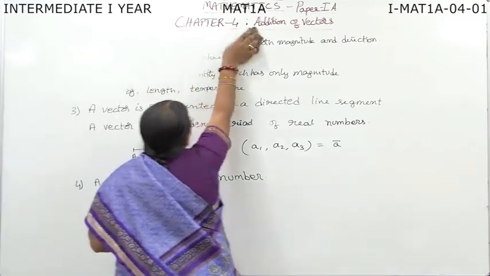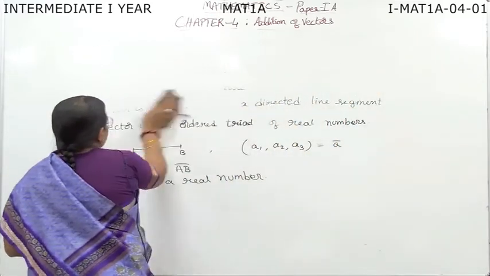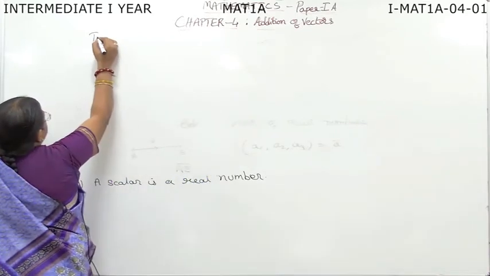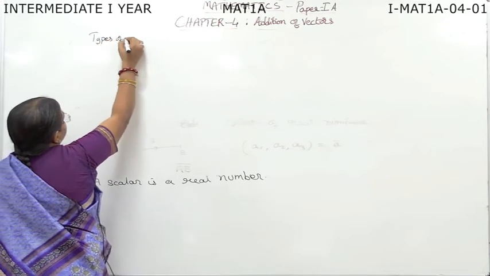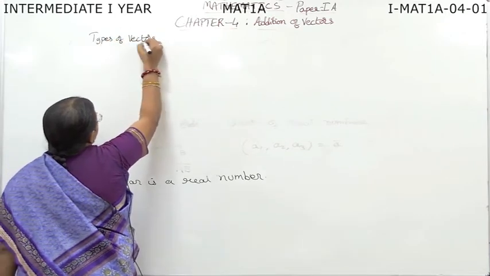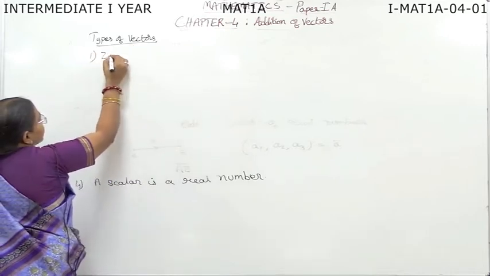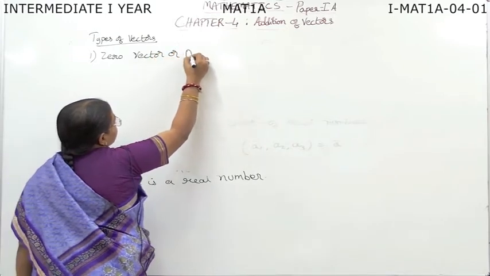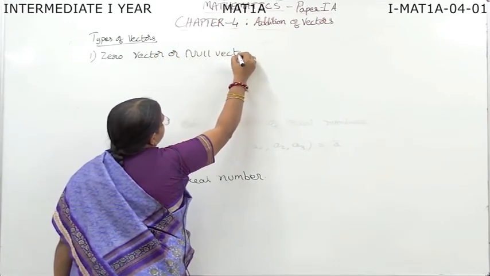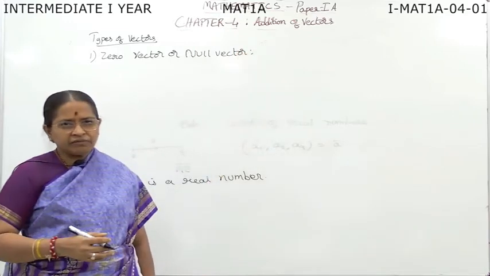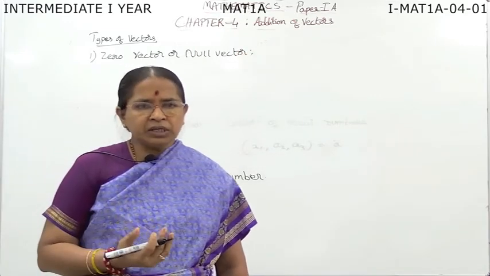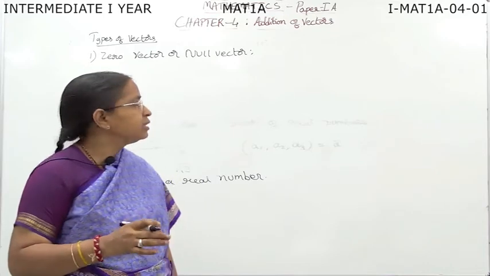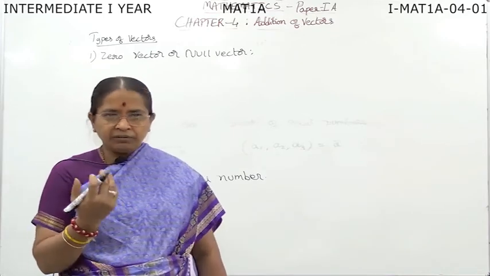What are the different types of vectors? First one is zero vector or null vector. So what is this zero vector or null vector? It is a vector whose magnitude is 0 and there is no specific direction for that vector. Its magnitude is 0 and it can have any direction.